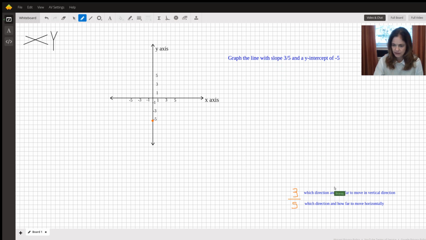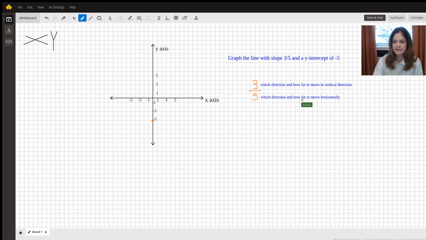Well, when a slope is expressed in the form of a fraction, that's actually a very good thing, okay? Because it gives us 2 distinct pieces of information. The top number tells us which direction and how far do we move in the vertical direction along the y-axis. And the denominator, the bottom number, tells us which direction and how far do we move horizontally along the x-axis. So this is a set of directions to get us from our first point to our second point.